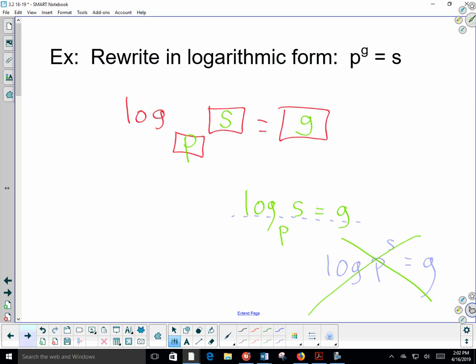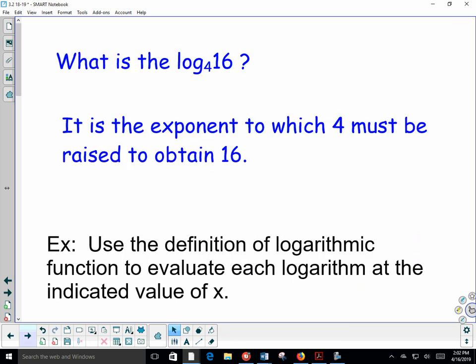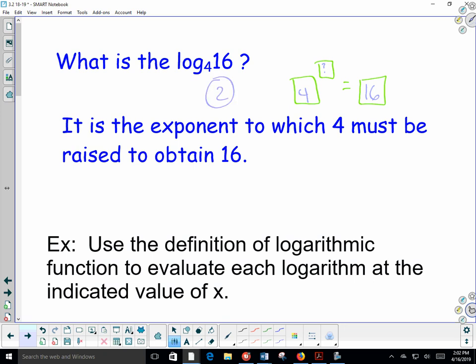All right, so what would be log to the base 4 of 16? Can you help me out with that one, Ryan? So it is going to be 4 to the mystery power is equal to 16. So what would it be? 2. Right? Everybody agree with that? Does that make sense?